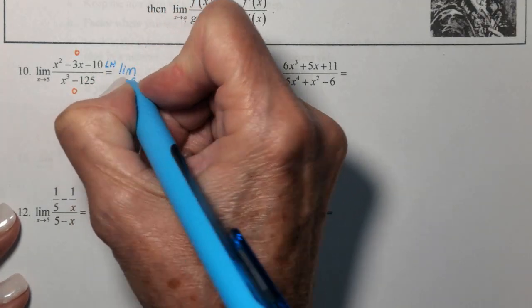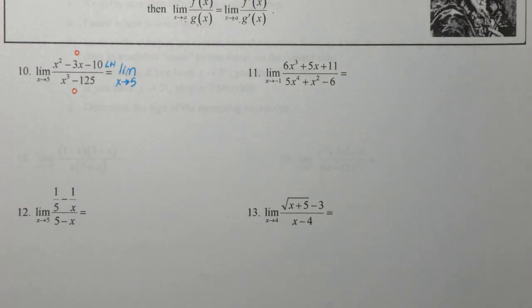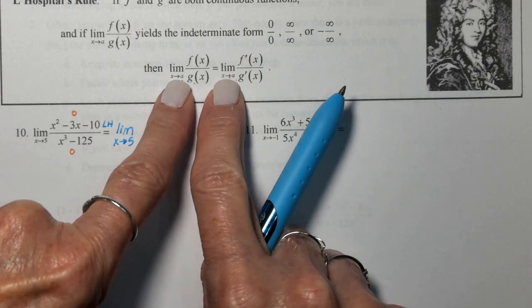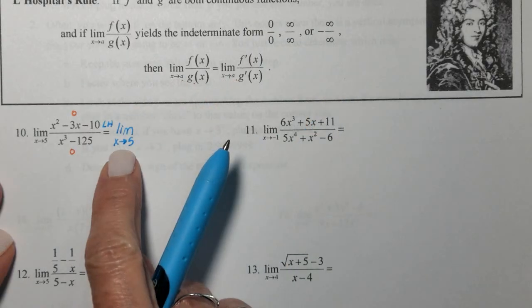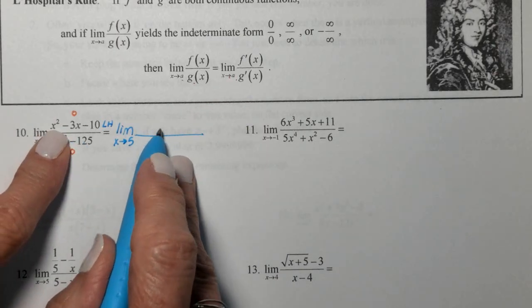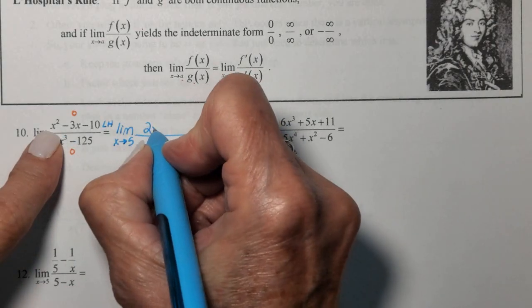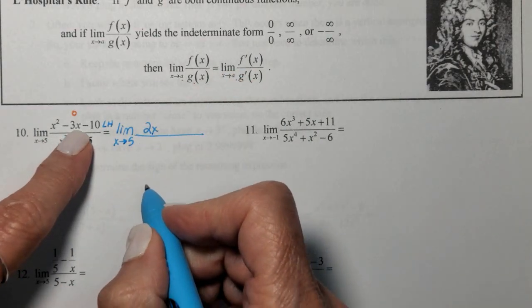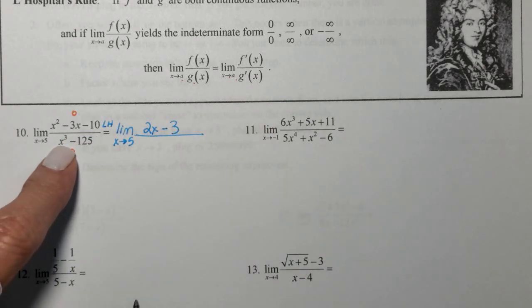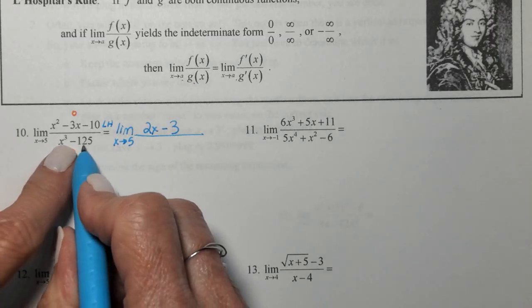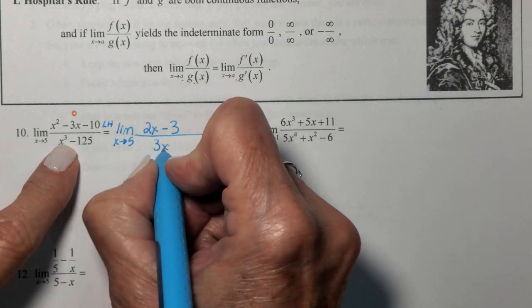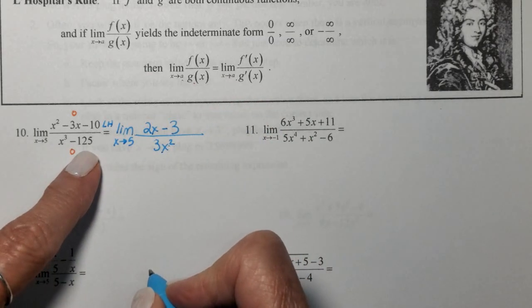I keep my limit. In L'Hopital's rule, you must keep your limit. Okay? Keep your limit. Derivative of the top, put it on top. The derivative of x squared is 2x, little power rule here. Derivative of negative 3x is negative 3. The derivative of negative 10 is 0. Now take the derivative of the bottom and put it on the bottom. So derivative of x cubed is 3x squared. Derivative of negative 125 is 0.